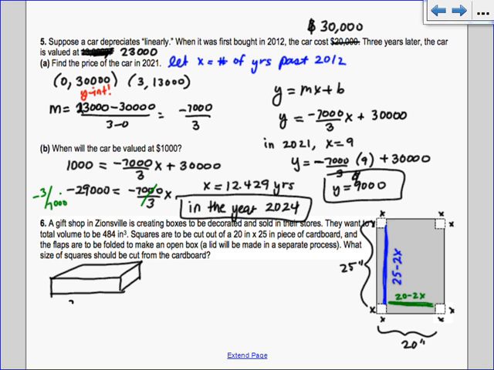Okay, and one of the sides is the 25 minus 2x, and one of the sides is the 20 minus 2x, and then the height of the box is what? It is x, correct, Will? Because you're folding up that flap, and that's now the height of the box.